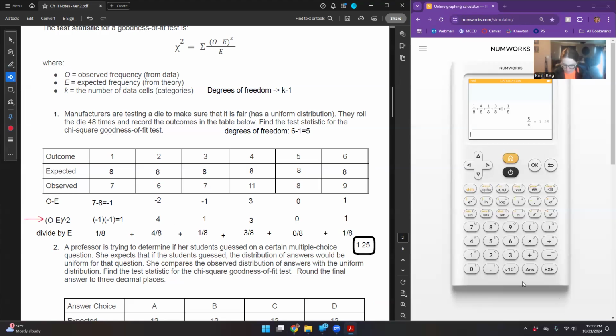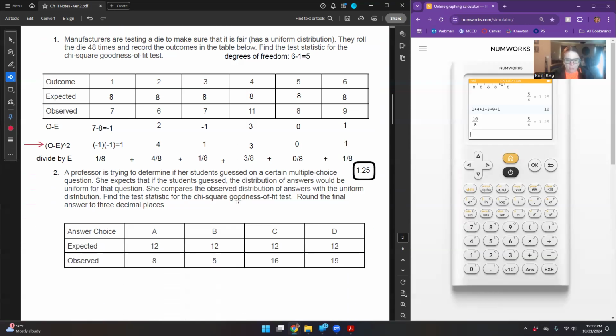1 plus 4, just faster. 1 plus 4 plus 1 plus 3 plus 0 plus 1. Add all those up. Now divide by 8 at the end, because it's the same thing as their common denominator is 8, and I get the same answer. So you choose whichever way you want to do it.